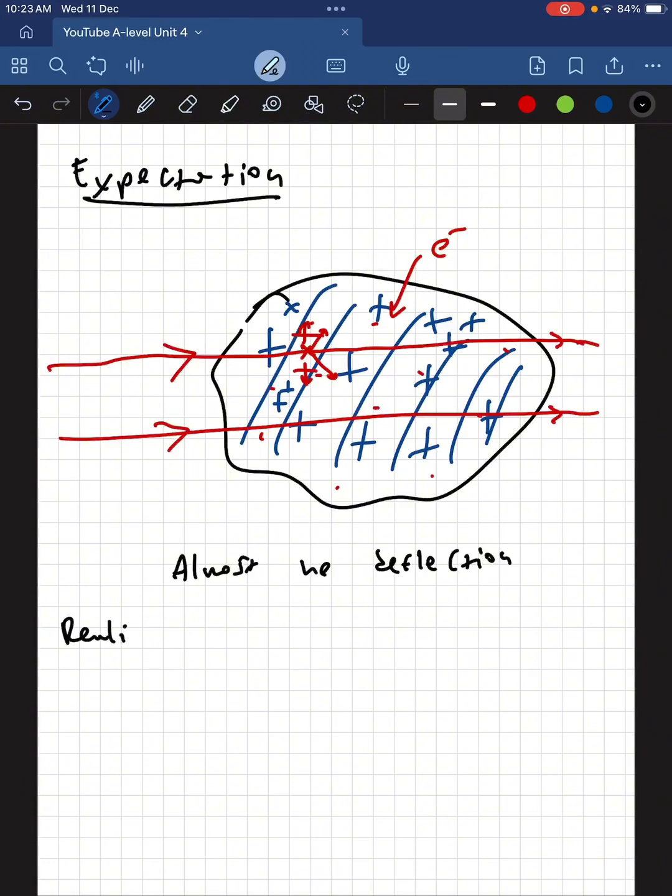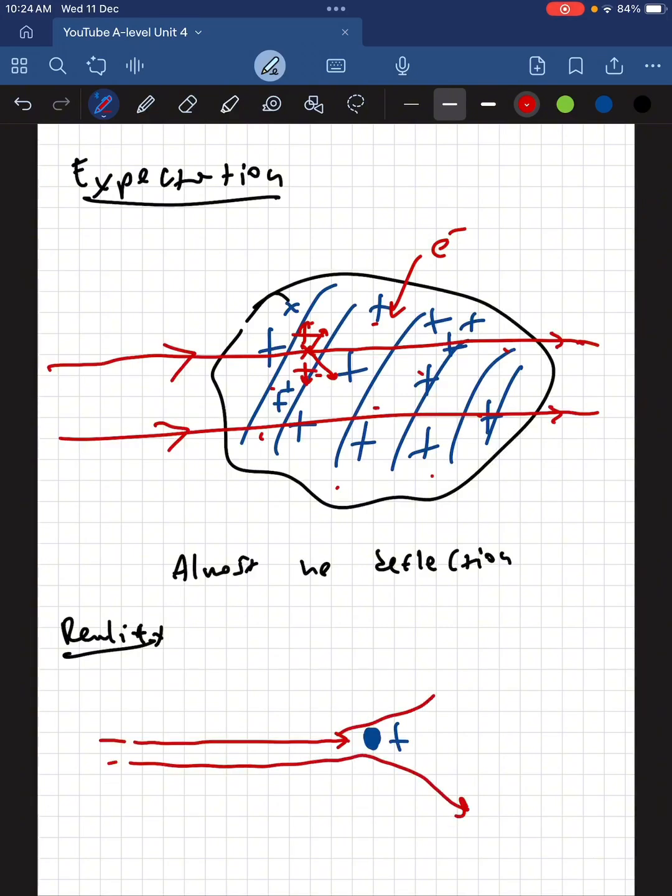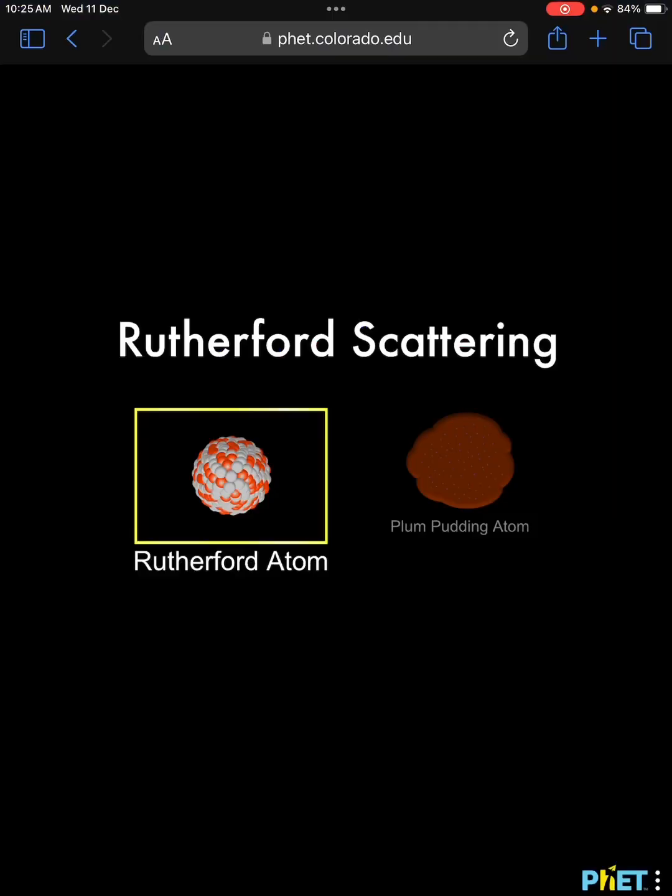But the reality, as we know it today, is that you have a positively charged nucleus, which is massive. How massive? Almost as massive as the alpha particles, if not heavier. Here we are talking about gold, and I should know this, the atomic number of gold is 79. So yeah, it's much heavier than an alpha particle. So the alpha particle comes in and it gets deflected by a lot. Sometimes it even backscatters like that. So this is the picture as we know it today.